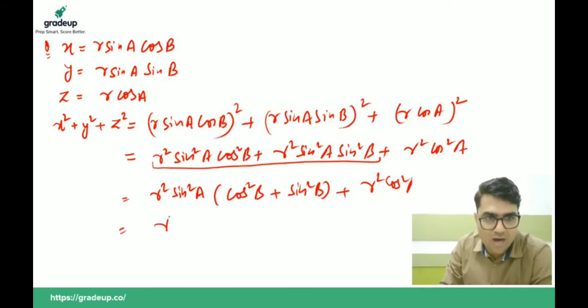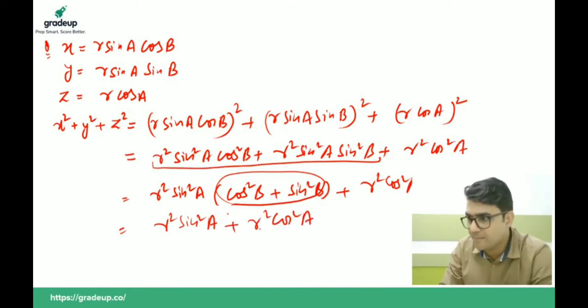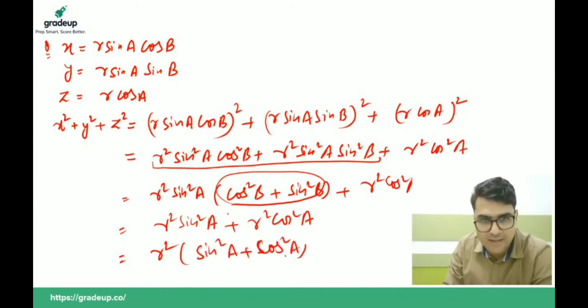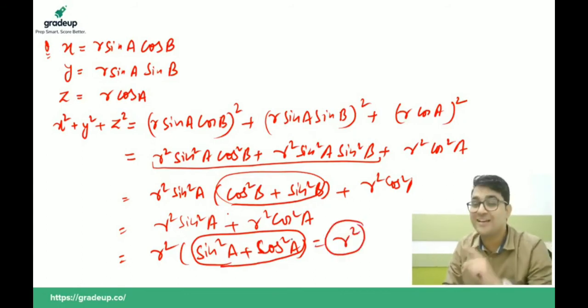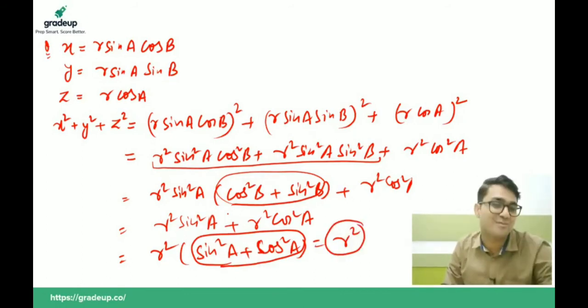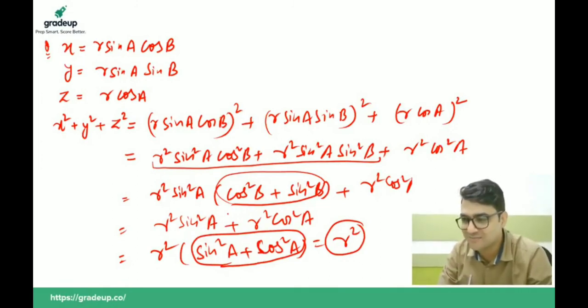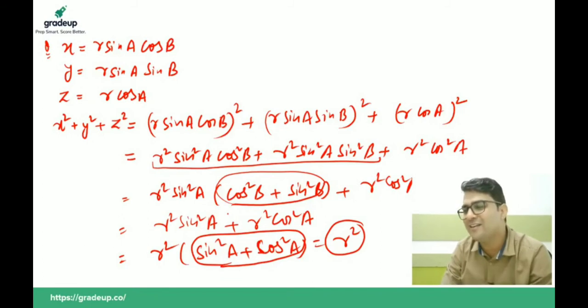Now r square sine square A, the value of this will be 1. Now you are left with r square cos square A. Alright, now take common r square. We are left with sine square A plus cos square A. And this is your 1. So you will get your answer. But never ever try this method in your exam. This will get you in trouble. Okay. Now I will tell you which trick.